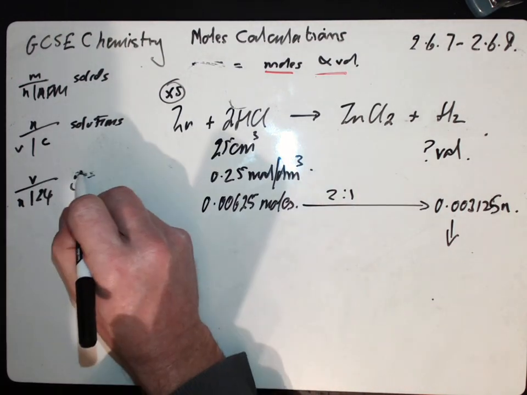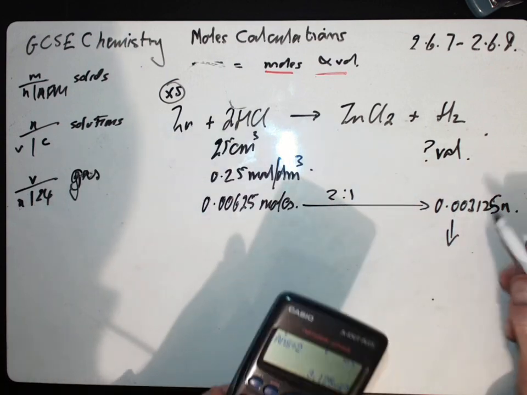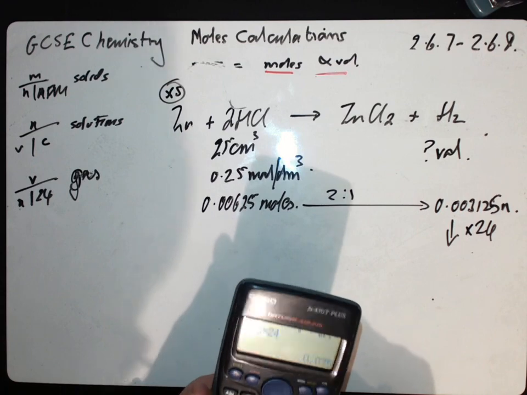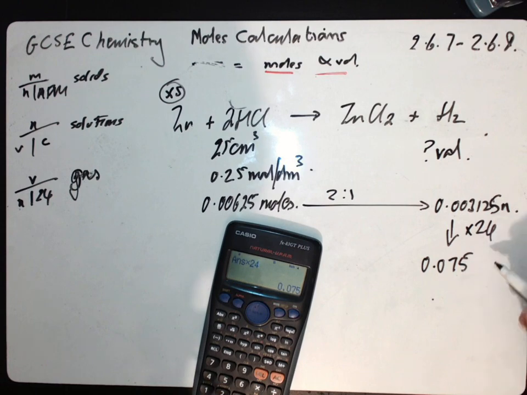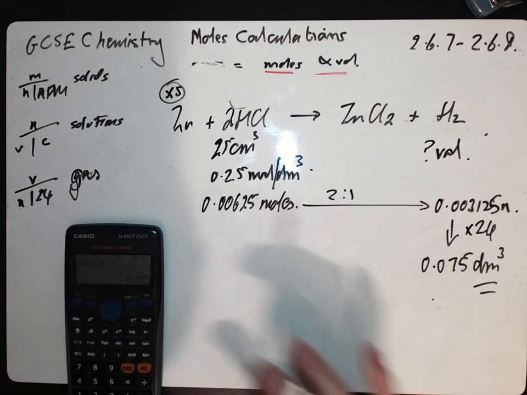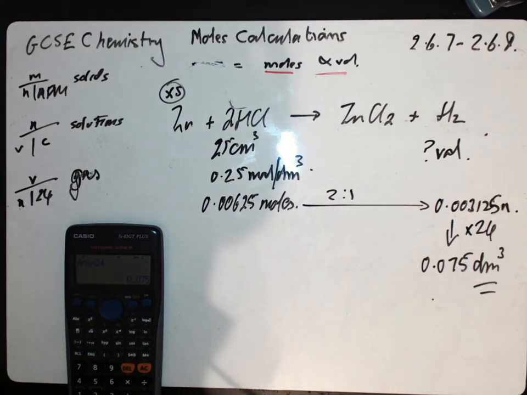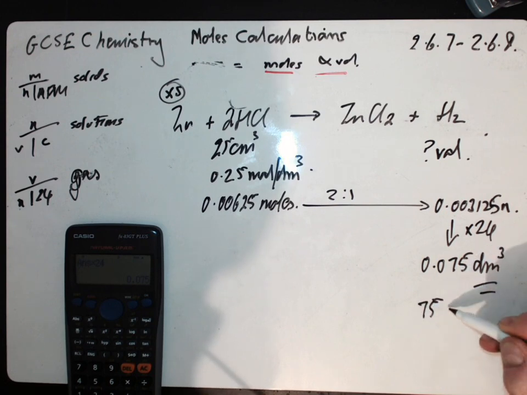I go over here to my gas calculation. Volume equals moles multiplied by 24. I've got my moles, I multiply it by 24. That gives me 0.075, and this is, remember, decimeters cubed. The units are important. If it's decimeters cubed, put it on, especially in gas calculations. And that is the answer. And again, just be careful they don't ask you for the answer in cubic centimeters. If it was cubic centimeters, well then that would be 75 cubic centimeters.